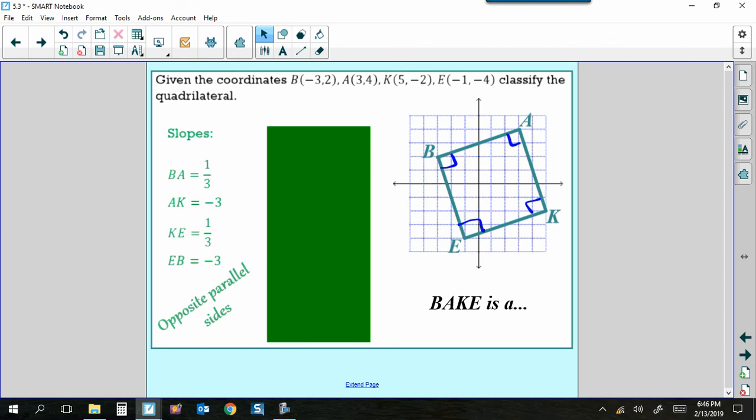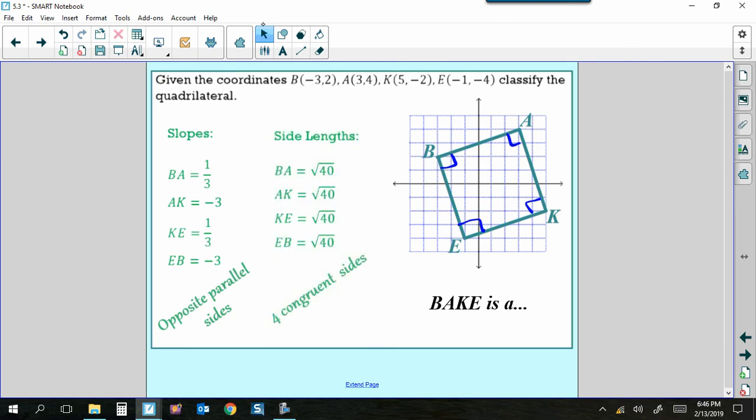So now I need to go one step further and find my side length. So we're going to use the distance formula to find the length of BA, AK, KE, and BE. We're going to see if they are all the same. If they are not the same, then all I can say is that this is a rectangle. So go ahead and pause the video and do that.